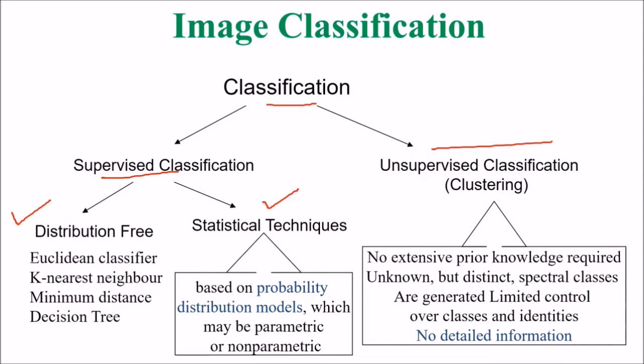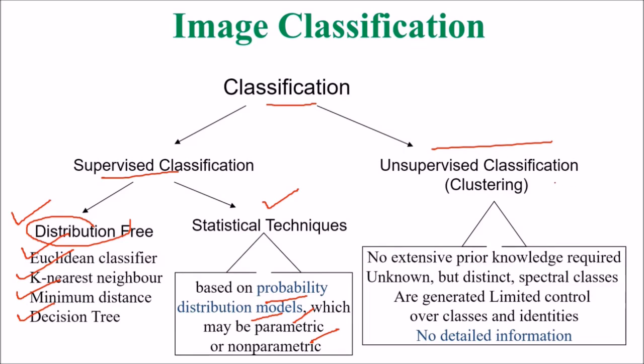In distribution free, we have the Euclidean classifier, k nearest neighbor, where k means the neighbor, the minimum distance, and the decision tree. So these are the supervised classification, distribution free. The statistical technique is based on a probability distribution model, which may be parametric or non-parametric. Parametric and non-parametric means whether you are using statistical parameters or not.